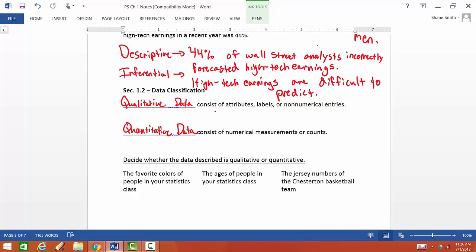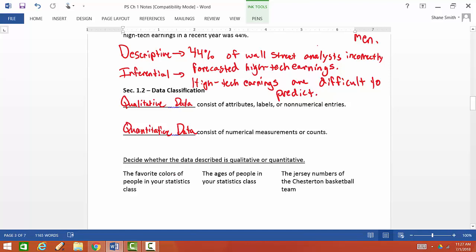So again, try on your own, read the 3 examples and classify just as qualitative or quantitative. And remember that quantitative data isn't just a number. That number has to actually measure or count something. Okay, so try to do those 3 on your own. So hopefully you did those 3 on your own, and let's go through them.